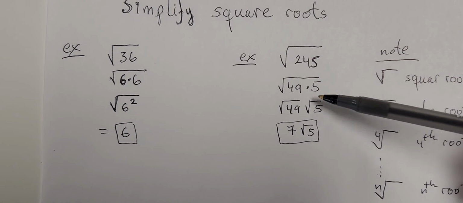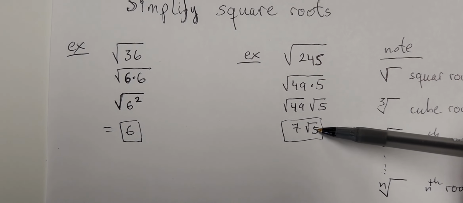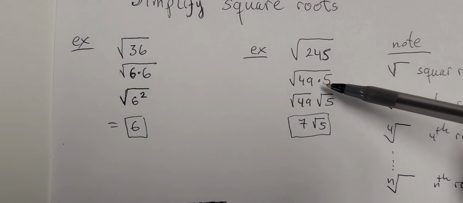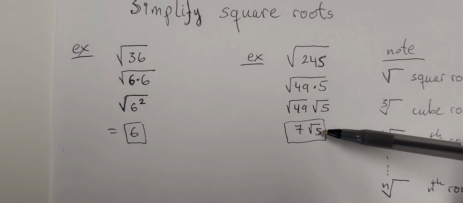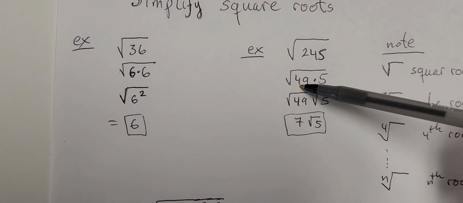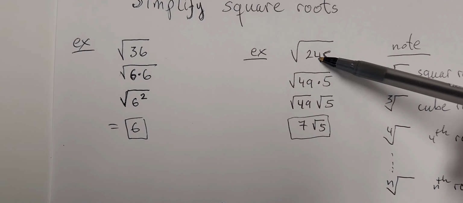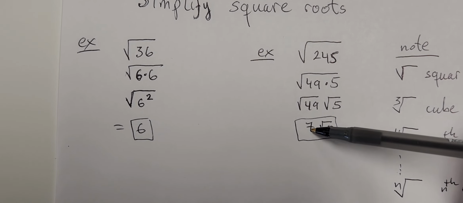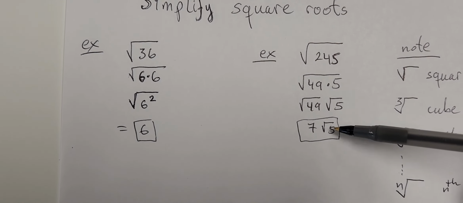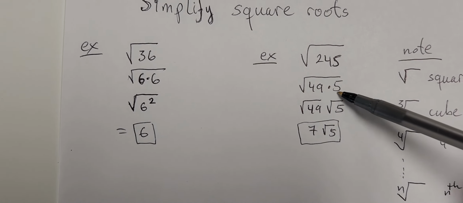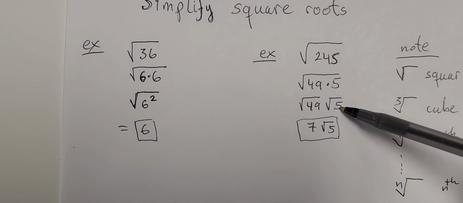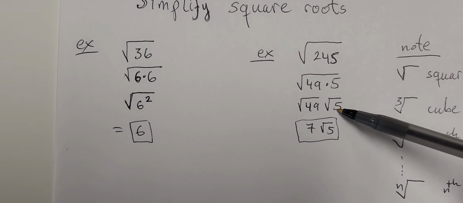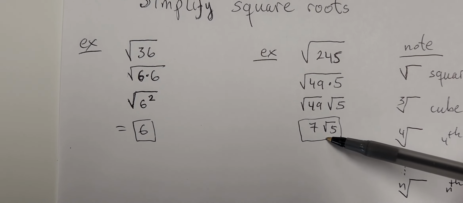Now for the 5, we cannot square root the 5, so we leave it alone. Any number that can be square rooted, we will square root. Any number that cannot be square rooted, leave it alone. Okay, so again, 49 times 5 is 245. However, 49 can be square rooted into 7. The 5 cannot be square rooted, so leave it alone. So break these two up into their own square roots, and then square root of 49 gives me 7. Square root of 5 cannot be square rooted, leave it alone. And this is the final answer.